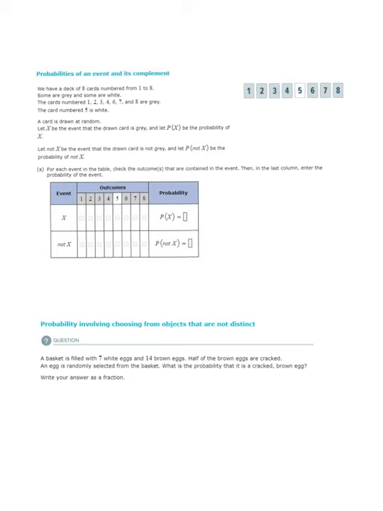All right, here we go. We have a deck of 8 cards numbered 1 through 8. Some are gray, some are white. You can see that over there. The cards numbered 1, 2, 3, 4, 6, 7, and 8 are gray. The only one that's white is 5. You draw a card at random. Let X be the event that the drawn card is gray. And let probability of X, or P of X, be the probability of getting a gray card, basically. So we're just getting into writing some expressions here. Let not X be the event that the card drawn is not gray.